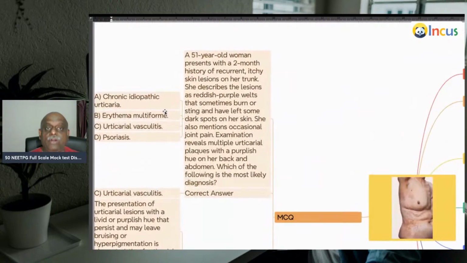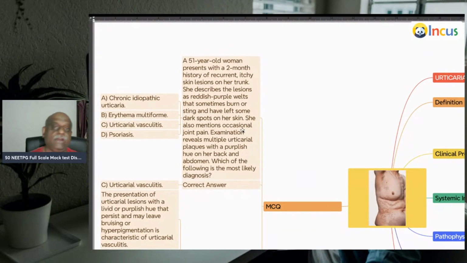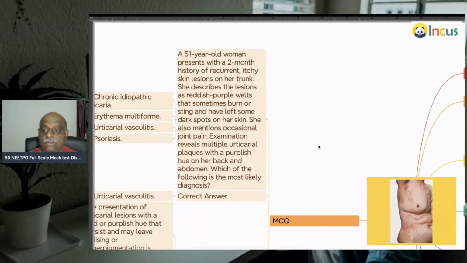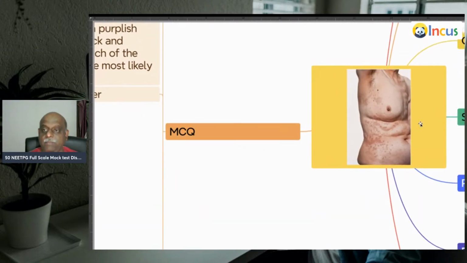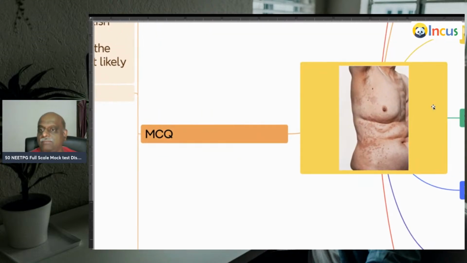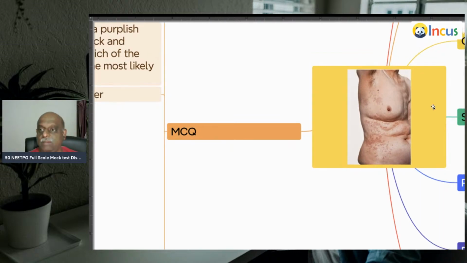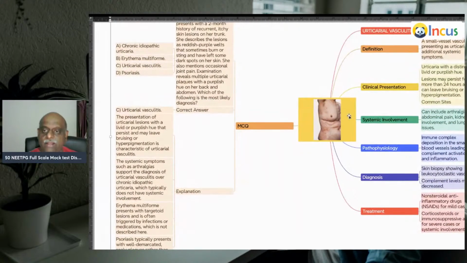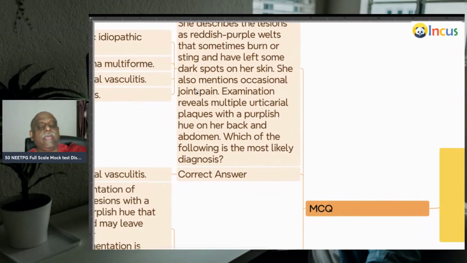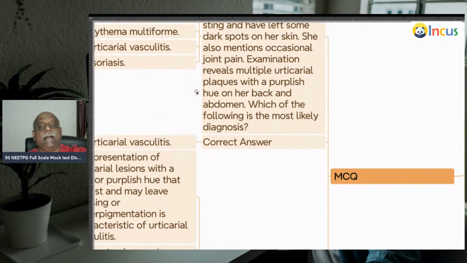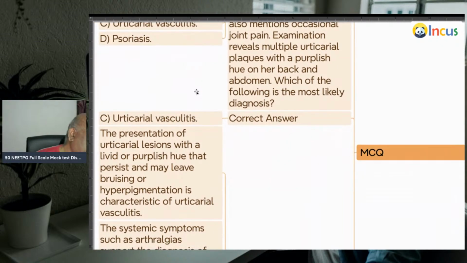A 51-year-old woman presents with a 2-month history of recurrent itchy skin lesions on her trunk. What you can see here are the typical skin lesions, right? Multiple urticarial plaques with a purplish hue on her back and abdomen. It is very characteristic of urticarial vasculitis.